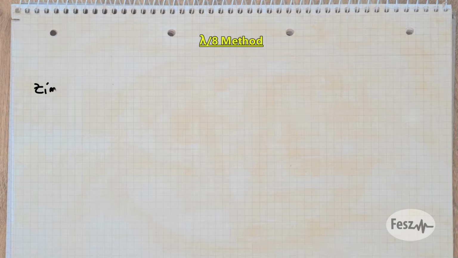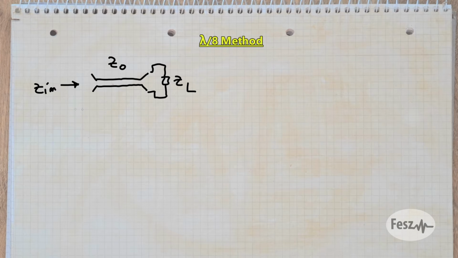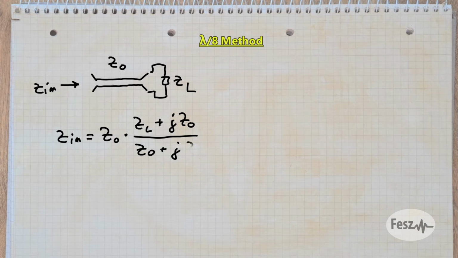Next technique to look at is the eighth wavelength measurement, measuring the impedance of a line at a frequency where it's an eighth of a wavelength long. Now, without going into too many details of the mathematics, when the line is an eighth of a wavelength long, the impedance seen is defined by this formula. It will be a complex value with both real and imaginary components.